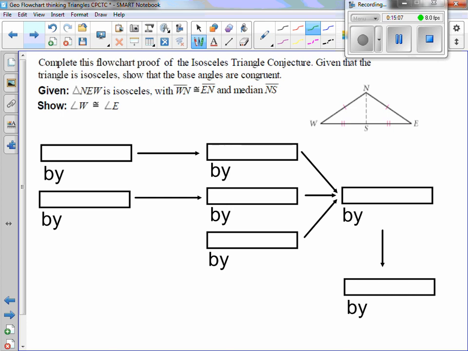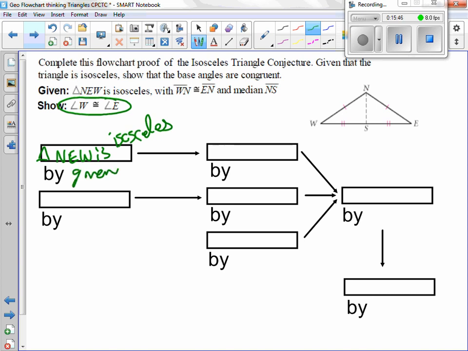So there's some information here, a little bit I'll help you with. So let's look at what they want us to show: that angle W and angle E are congruent. Given triangle NEW is isosceles, with WN equal to EN, and NS is the median. Well, triangle NEW is isosceles. Well, we know that because it's given.